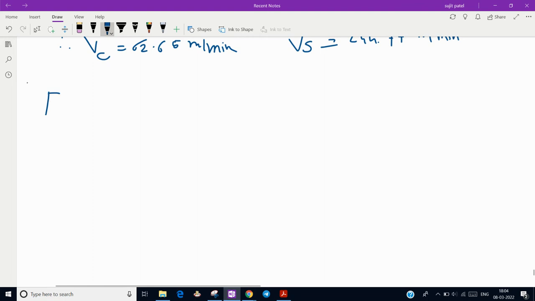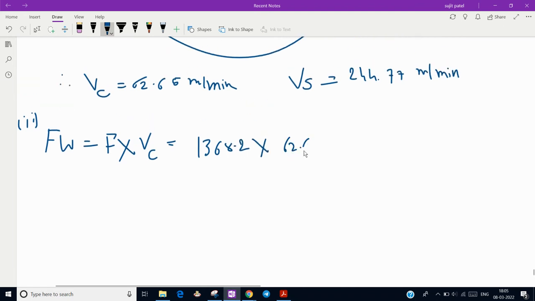The second thing, that is friction work, that is frictional force into chip velocity Vc, that is 1368.2 Newton multiplied by Vc, that is 62.65 meter per minute, but we have to find in kilojoule per second, or you can say kilowatt. So divide by 60. Here you will get 1.428 by using calculator, 1.428 kilowatt. So this is friction work.